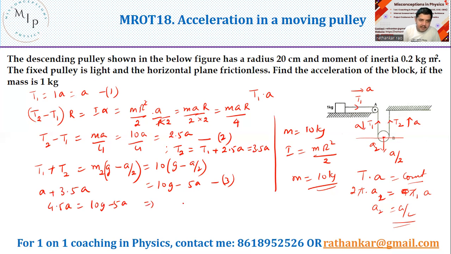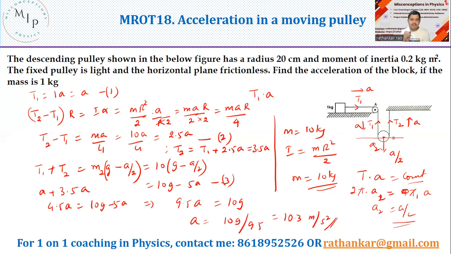This implies 9.5 times A is equal to 10G, or A should be equal to 10G divided by 9.5. Now, what is the answer I get? This 9.5 and 10 are nearly equal. So if you solve it, if you put G equal to 10 over here, okay, then you might get something like around 10.3 meter per second square. Use a calculator to get this, and that's how you do this.